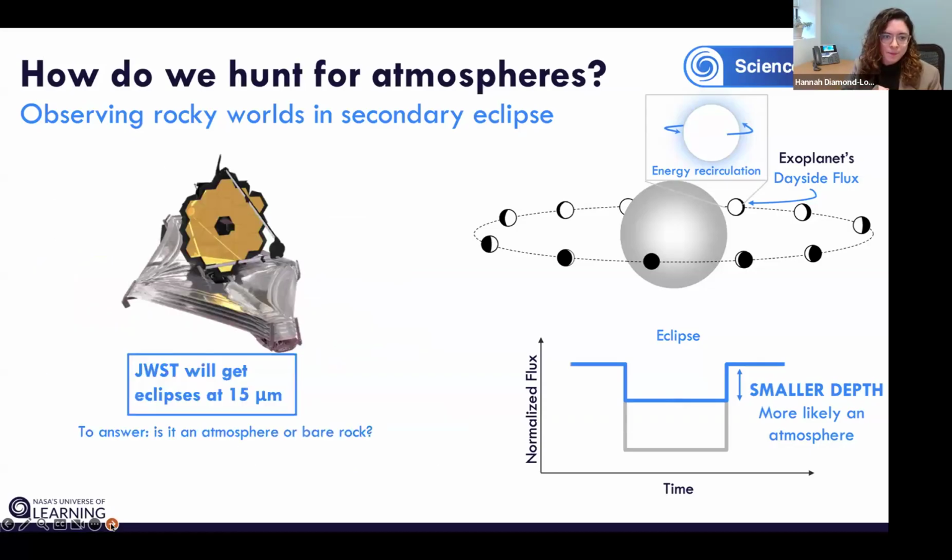Next slide. This is where James Webb comes in. JWST has this beautiful instrument called MIRI, which allows us to observe at 15 microns out in the mid-infrared. And this is how we're going to answer the first part of the Rocky Worlds DDT question.